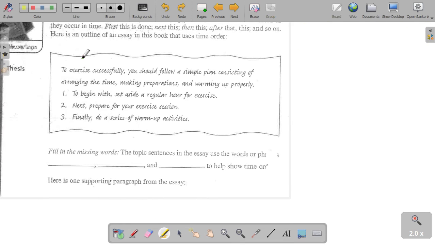So, of course, your transition sentences signal what kind of organizational pattern you're using. We have to begin with, next, and finally. These are words which show us what we're doing, basically. And they also show us that it's a chronological order. It goes in a specific order. You couldn't do it in a different order and still have it be the same type of meaning.